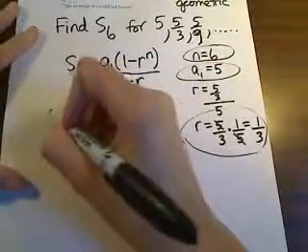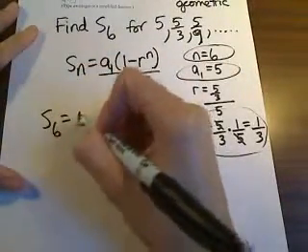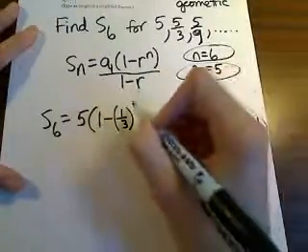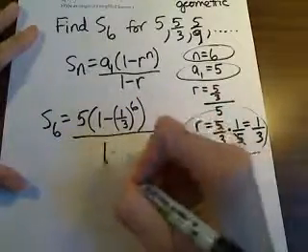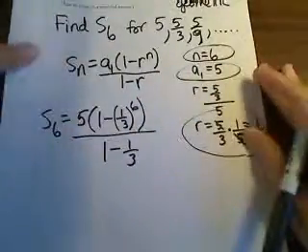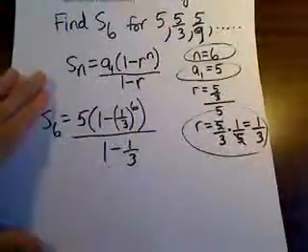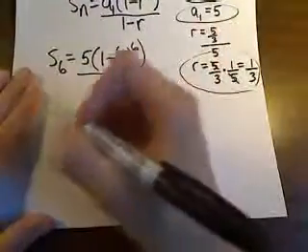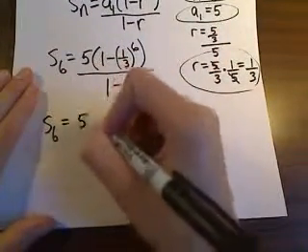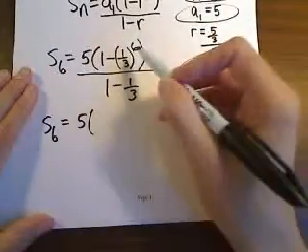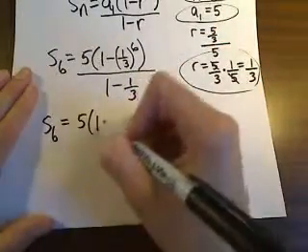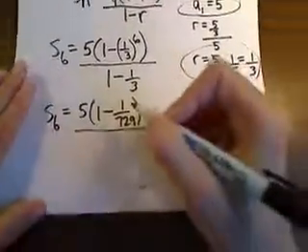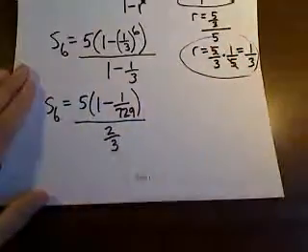So it's going to look like S sub 6 is 5 times 1 minus 1/3 to the 6th power, and this is all over 1 minus 1/3. Okay, and then we just need to simplify this. They wanted it as a simplified fraction, so we'll just work with each piece here. So 1/3 to the 6th power, you take 1 to the 6th and then 3 to the 6th, and you're going to get 1 over 729. And then 1 minus 1/3 in the bottom is 2/3.